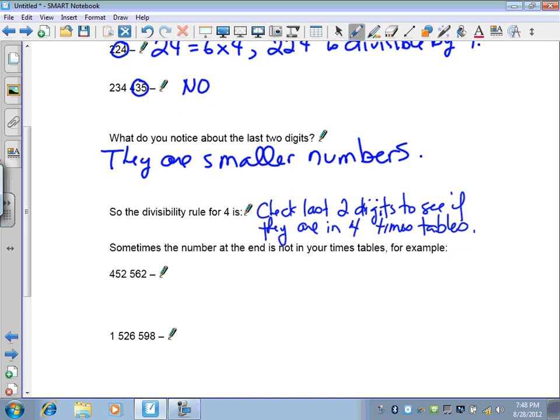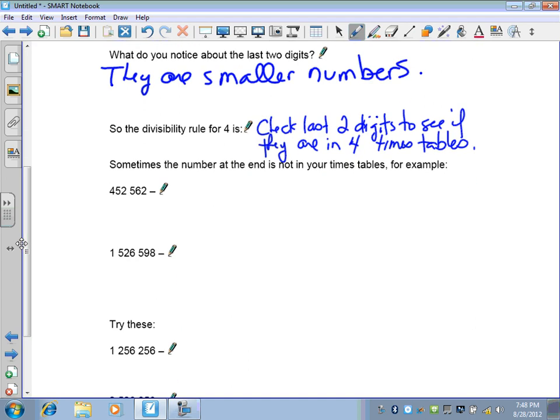Now, you'll notice the next 2 examples, they end in numbers which are not in your normal times tables for 4. The first one ends in 62. The next one ends in 98. Now, these 2 numbers, you can't check our normal 4 times table information in our heads. It's too big. But what I can do is I can subtract either 40 or 80 from these numbers and then check what the remaining number is.